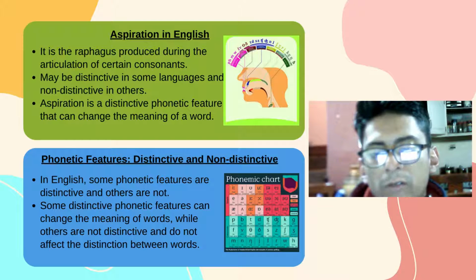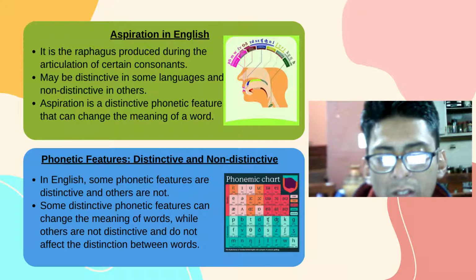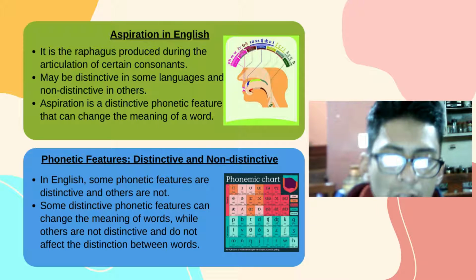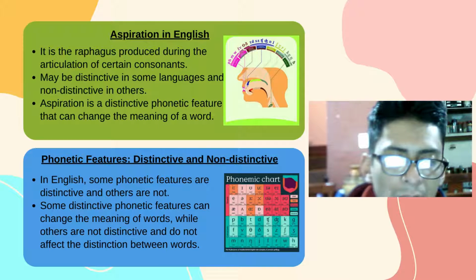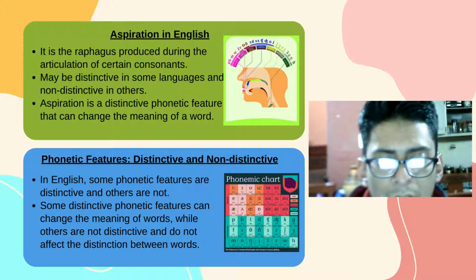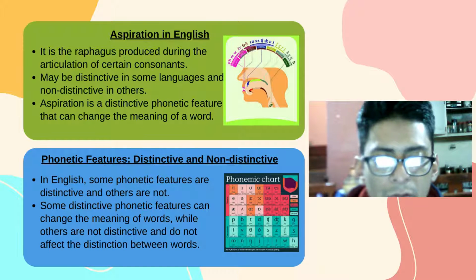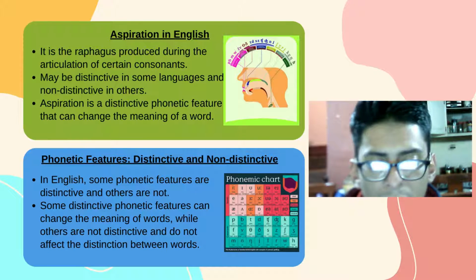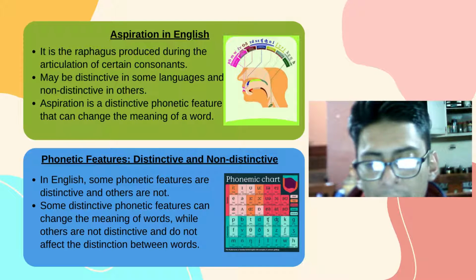Other elements that must be taken into account in the phonetics of English include aspiration. Aspiration is a phonetic phenomenon in which a puff of air is produced during the articulation of certain consonants, especially at the beginning of a word or syllable. This burst of air may be distinctive in some languages and non-distinctive in others.